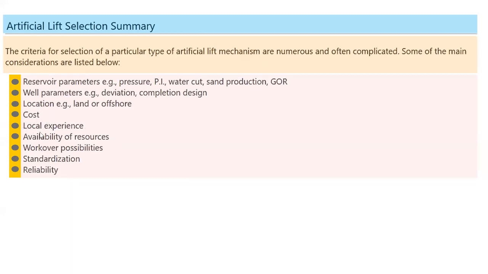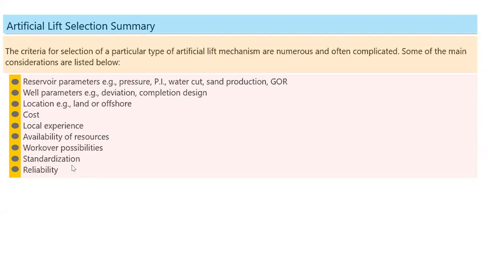The local experience is one sort of selection that is normally neglected, because you would need to install some sort of artificial lift that you have experience with, to troubleshoot and maintain your system in a healthy condition. Availability of resources, for example, for the gas lift, the gas lift gas and the gas compression system.